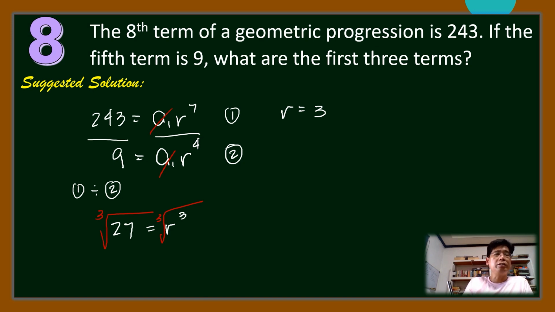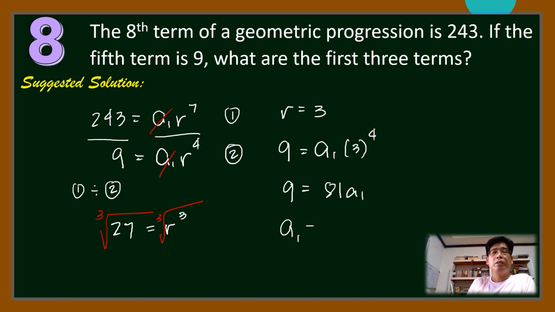Let us solve for a sub 1 using equation 2. 9 is equal to a sub 1 times 3 raised to 4. We have 9 is equal to 81 a sub 1. Dividing both sides by 81, we can get the first term as equal to 9 over 81.